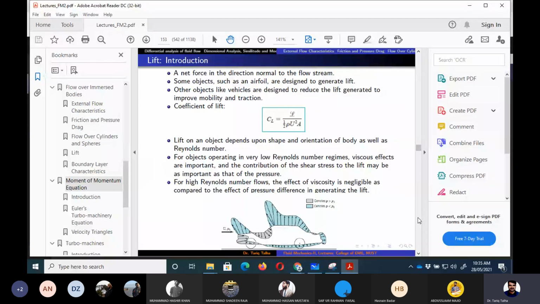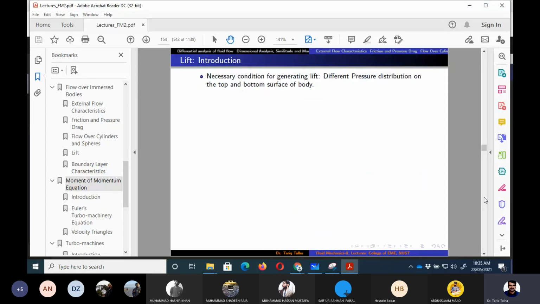So we need lift for airborne aircraft, missile rockets. And lift is not desirable for objects which are to be traveling on the ground, like buses, cars, to have more control of the vehicle. So in the last class, we discussed in detail about different aspects.